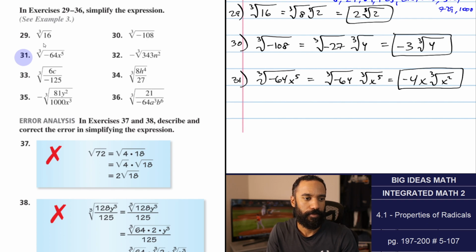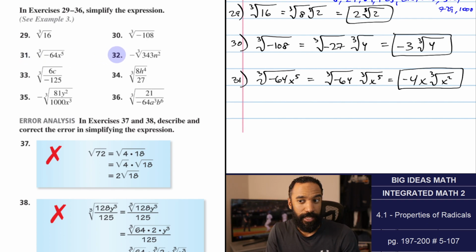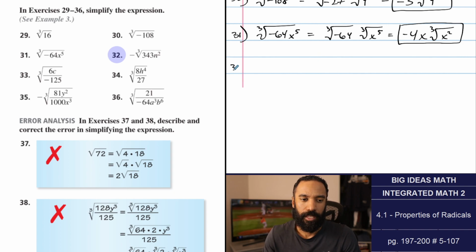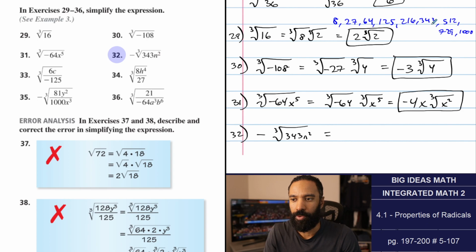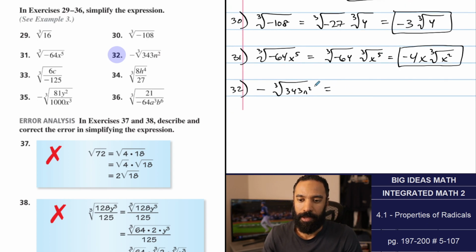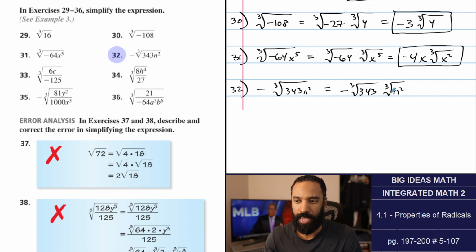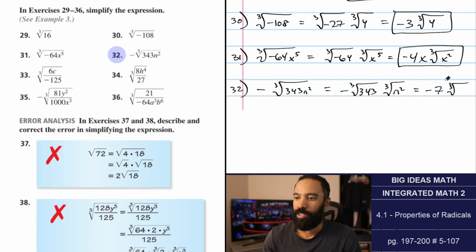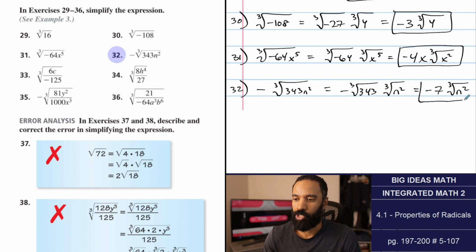Number 32. Negative on the outside doesn't really change anything, unless there's one on the inside. But negative cube root of 343 n squared. If you look, 343 is the cube of 7. So if I break it up, negative cube root of 343 times cube root of n squared. Just like cube root of x squared can't come out, cube root of n squared will also not be able to come out. Cube root of 343 is 7. You get negative 7 times the cube root. That is not a 3. That is a monstrous 3. That is an all grown up 3. Times the cube root of n squared.